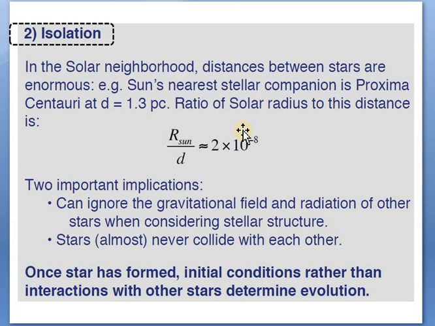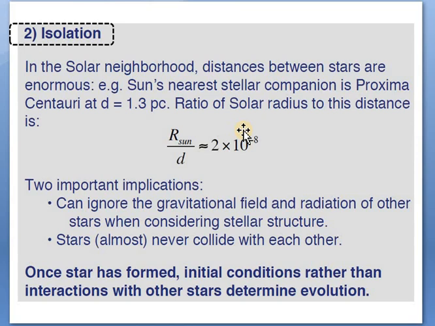So this means that we can ignore the gravitational field and radiation of other stars when considering the stellar structure of the Sun. I am talking from the perspective of the Sun, but this can be said in general. So this is one of the assumptions of stellar structure, that stars are formed in isolation. Also, considering the distance, we can say that stars almost do not collide with each other. This is not correct always, but it is an assumption and true most of the time.